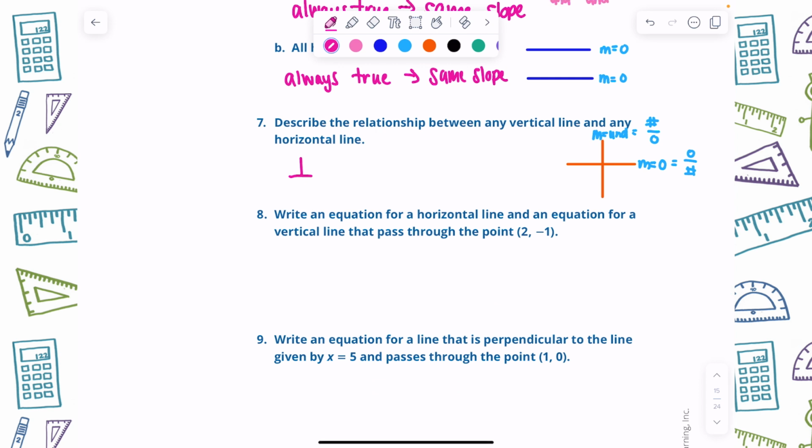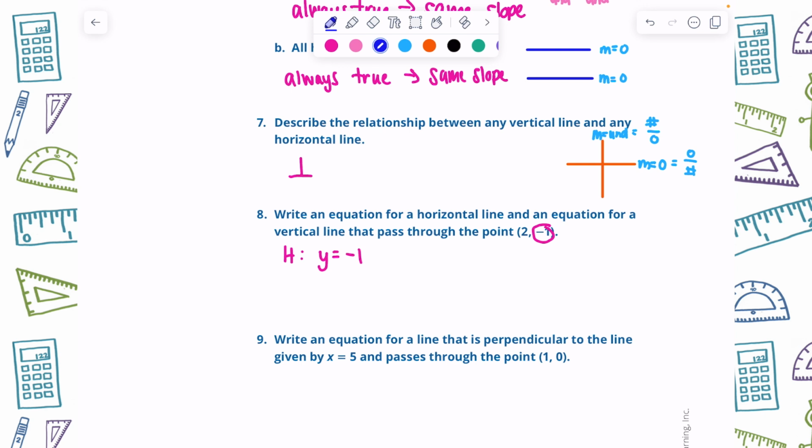So it told us to write an equation for a horizontal line and an equation for a vertical line that pass through the point 2, -1. So let's start with our horizontal line. Horizontal lines, we just said that that's y equals a number. So we know it's going to be y equals. We also were given a point that we know that it goes through. So we know it has to go through 2, -1. So that point has to be on our horizontal line, which means it has to go through the y value, which would be -1. So the equation of a horizontal line that goes through the point 2, -1 would just be y equals -1.